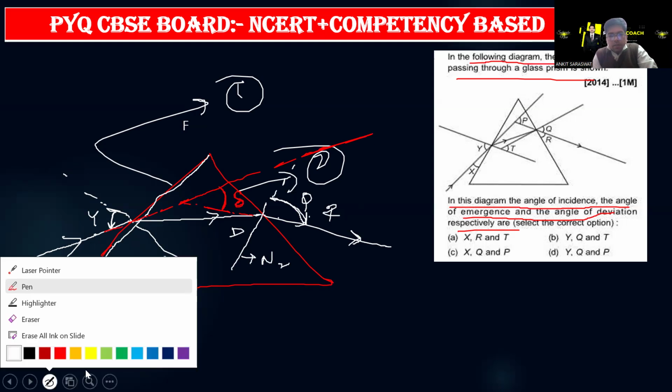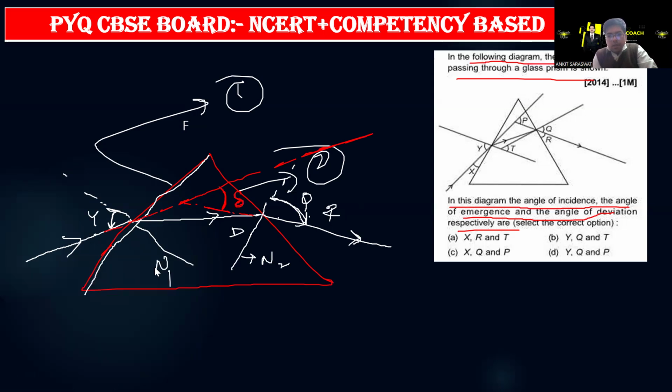So what is the right answer? Here P is the angle of deviation, Q is the angle of emergence, Y is the angle of incidence. So the right option is D.